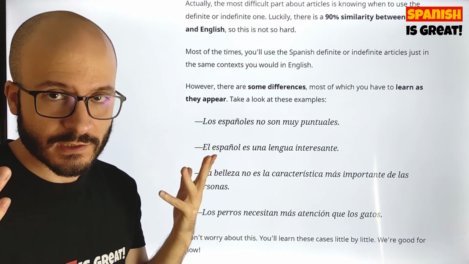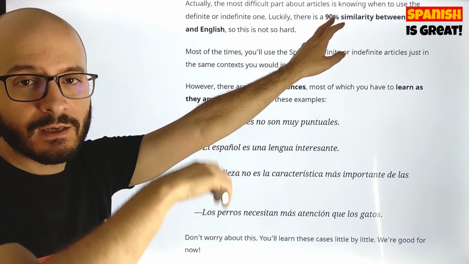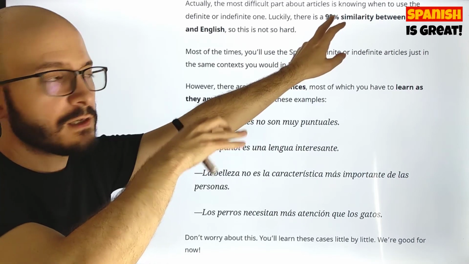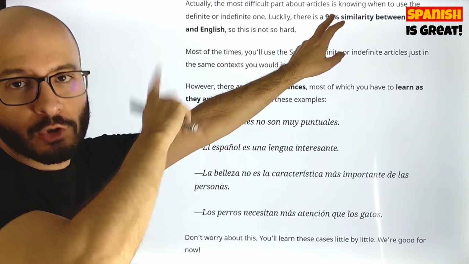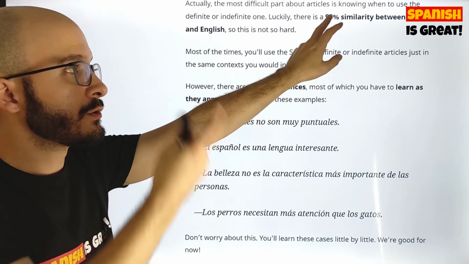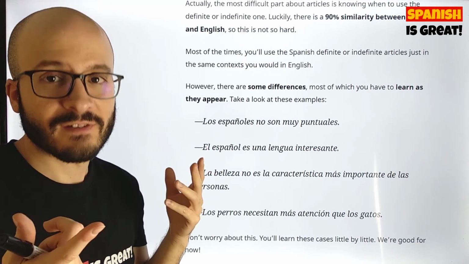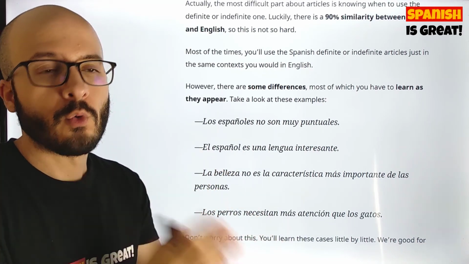some of the differences. But in general, 90% of the times when you use the in English, you will use el, la, los, las. When you use a in English, you will use the indefinite: un, una, unos, unas.